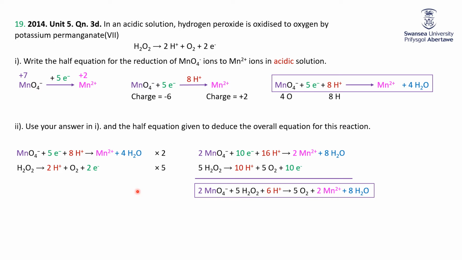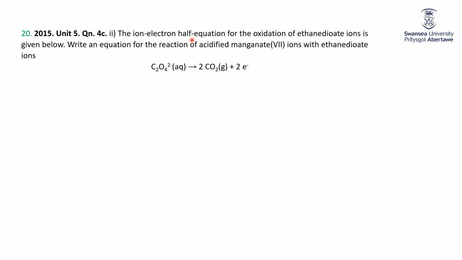So the ion electron half equation for the oxidation of ethanedioate ions is given below. Again, we've got an oxidation because the electrons are on the right-hand side. And write an equation for the reaction of acidified manganate 7. So if the ethanedioate is going to be oxidized, our manganate 7 or permanganate ions is going to be reduced. And of course, we know the equation for that, either because we've memorized it or because we generated it in the previous question. So we got permanganate going to Mn2 plus, that's reduction.